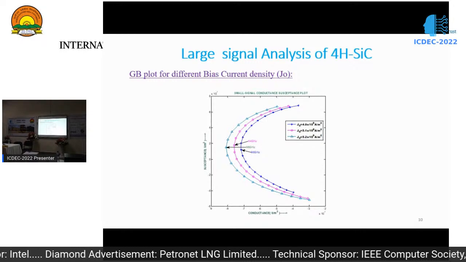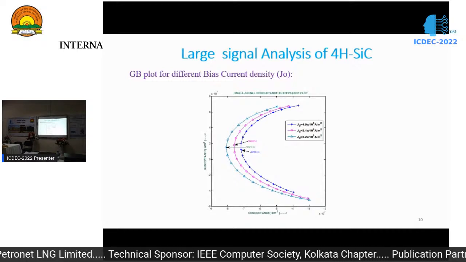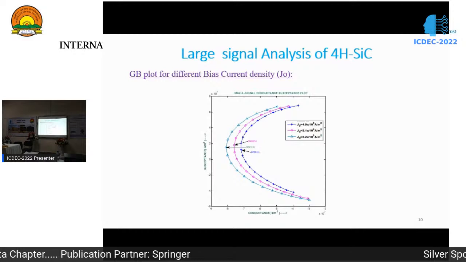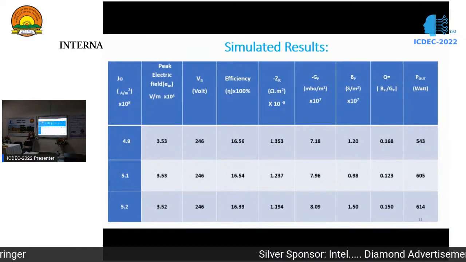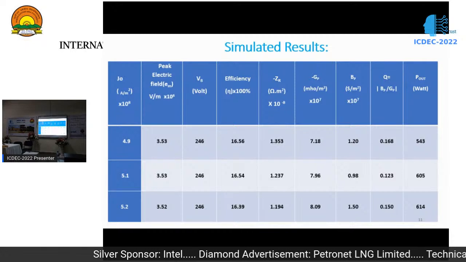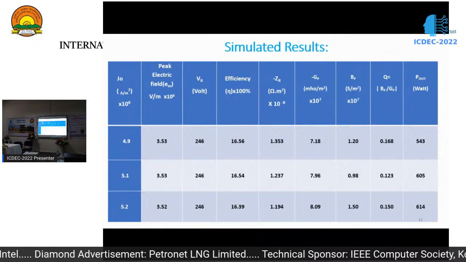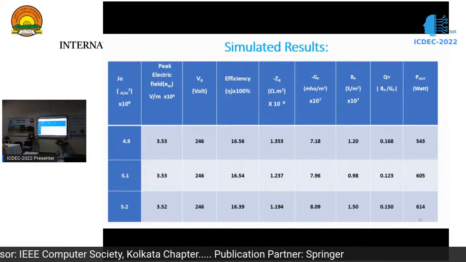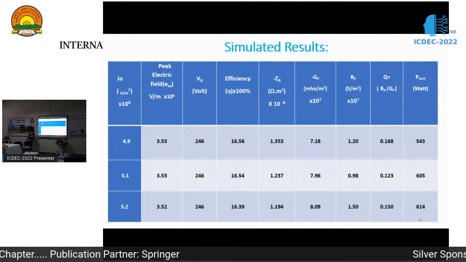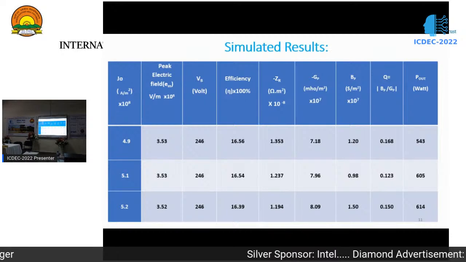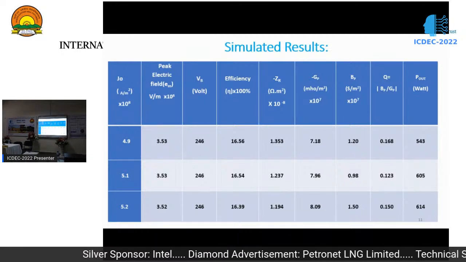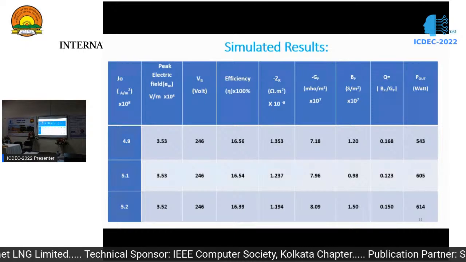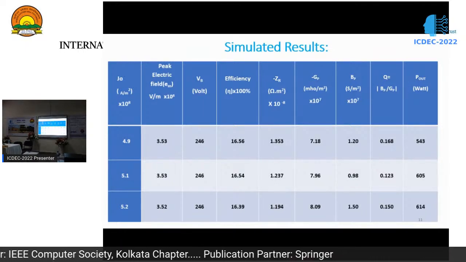So we optimized the design for 94 gigahertz, and here we see the bias current is nearly 5.8 into 10 to the power 8 ampere per meter square, and the breakdown voltage is nearly 246. You can see the point, that is the 94 gigahertz optimum frequency. Here J0, the bias current density, is 5.1 into 10 to the power 8 ampere per meter square, whereas the breakdown voltage is 246. If we multiply the bias current density with the electric field, we get the power. From the simulation data the output power is 605. It is the pulse output power; it may seem that so much power cannot be obtained, but since we are operating in pulse mode, we can predict that high power can be obtained. The efficiency of the device is nearly 15 to 16%. That is very high also for an ATD device.